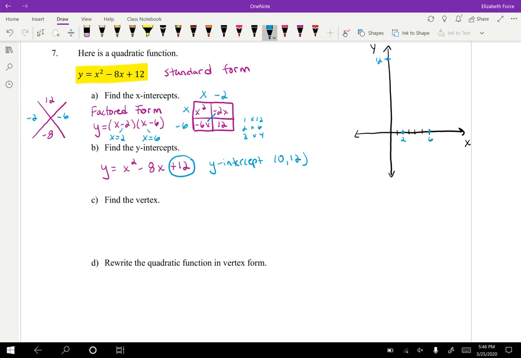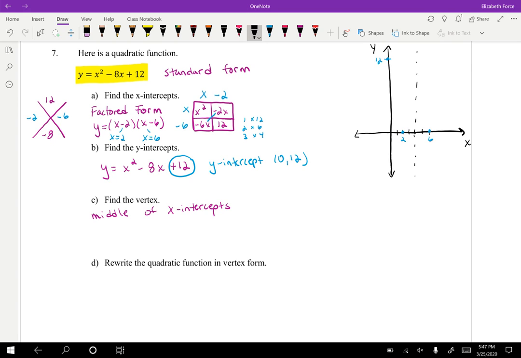Now we're trying to find the vertex. And the vertex point is very important to remember. It's right in the middle of our x-intercepts. Now you can count, right? There's 1, 2, 3, 4 gaps between them. So halfway between them is 2 gaps. So if I count from 2, 3, 4, I know it's right there at 4.